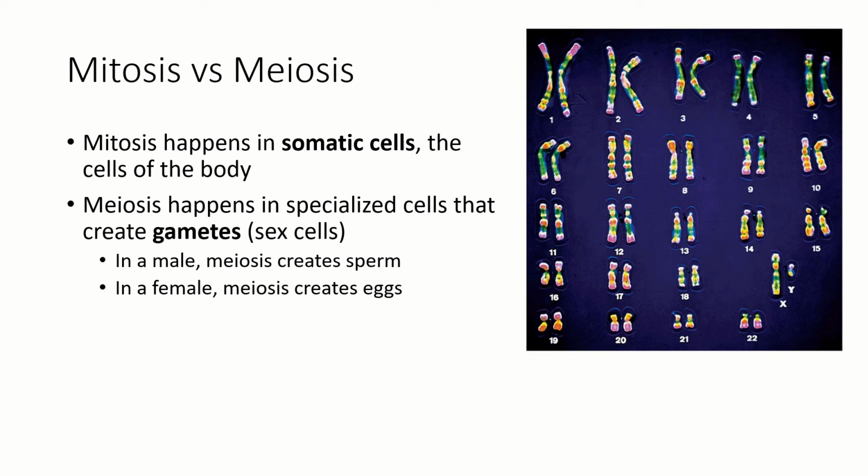And yes, this also happens in plants. Plants do sexual reproduction, meaning that they reproduce by making sperm and eggs. They do have ovaries. They don't have testes. They have an anther where the sperm develops.